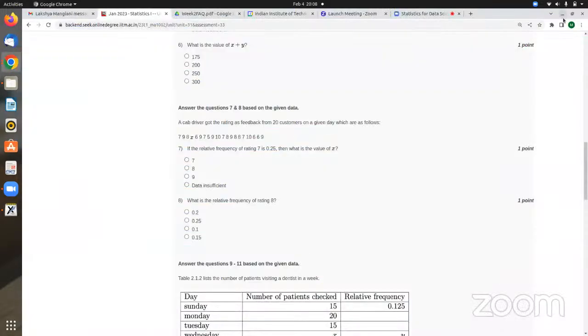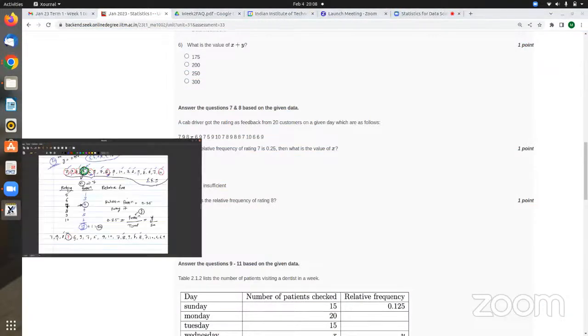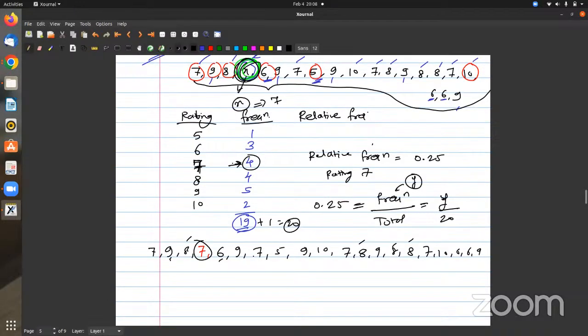Okay, fine, sir. And sir, 8 also. It is simple, right? It is the same. Yeah, okay, it is like 4 by 20. It's 0.20. Yes, sir. Clear. Okay. Thank you, sir.